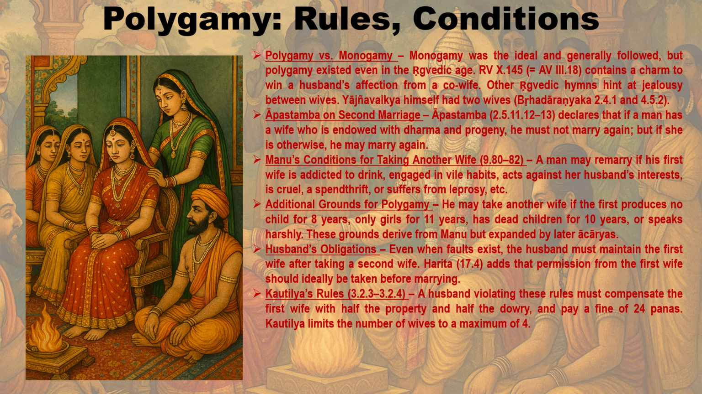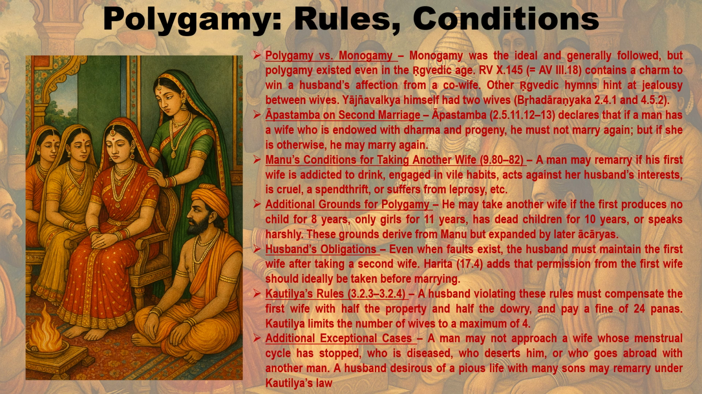A husband violating these rules must compensate the first wife with half of the property and half the dowry and pay a fine of 24 panas. Kautilya limits the number of wives to a maximum of 4. A man may not approach a wife whose menstrual cycle has stopped, who is diseased, who deserts him, or who goes abroad with another man. A husband desirous of a pious life with many sons may remarry under Kautilya's law.